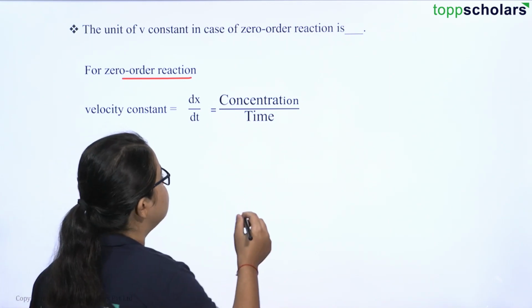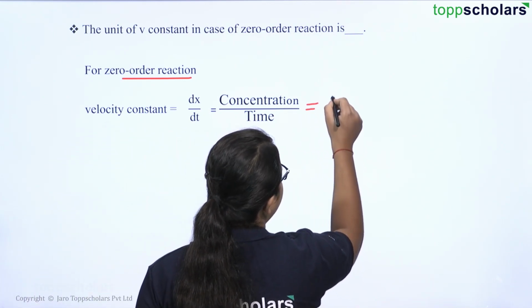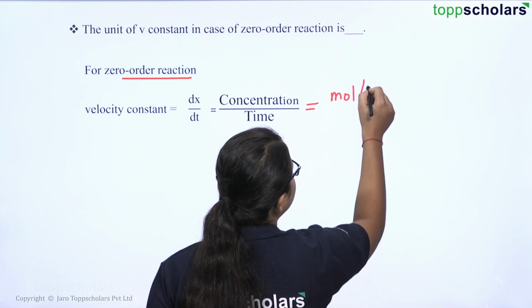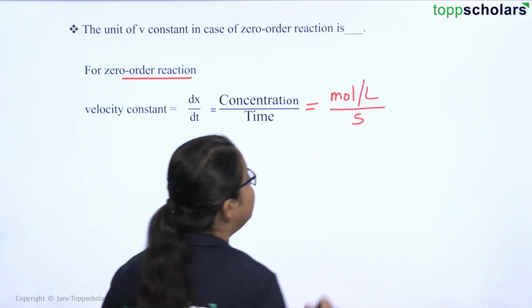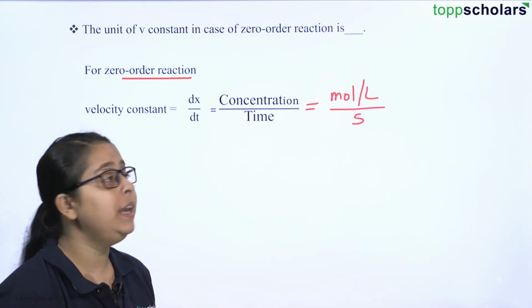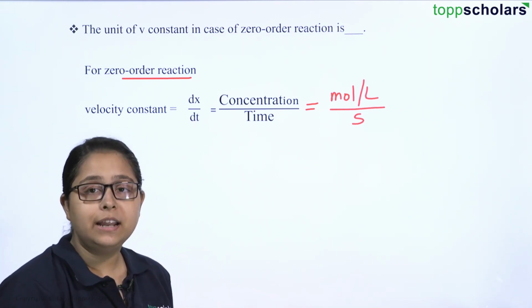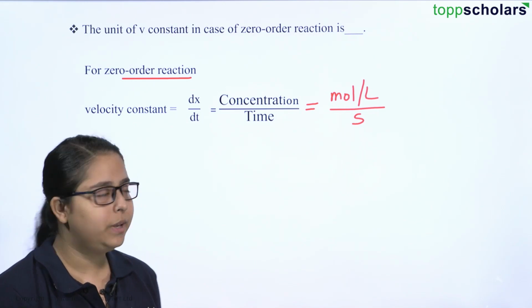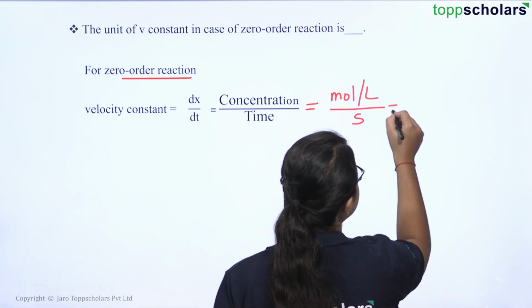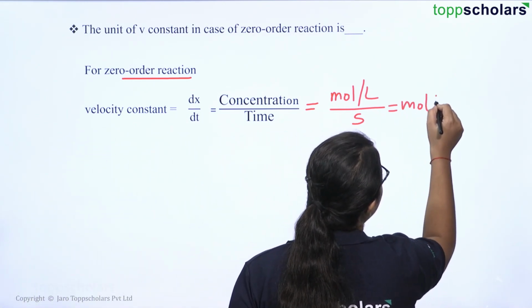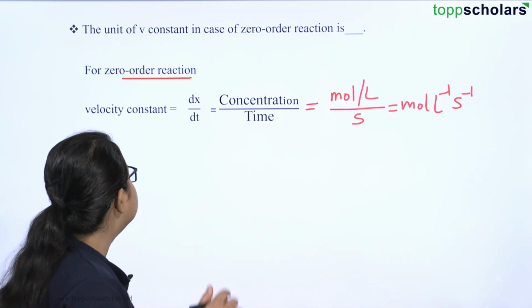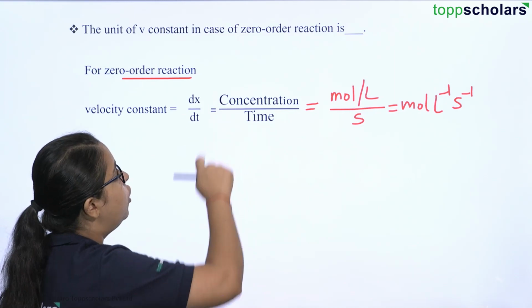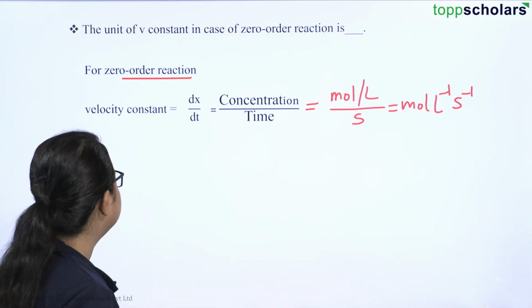Over here, this concentration can be expressed in the terms of mole per liter. Okay, and this time can be expressed in the terms of second. Hence, the unit will be mole per liter and then we will have second inverse. Okay, or we can also write it as mole liter inverse second inverse. Okay, so this is the unit of velocity constant of zero order reactions.